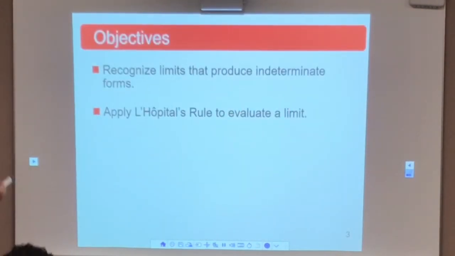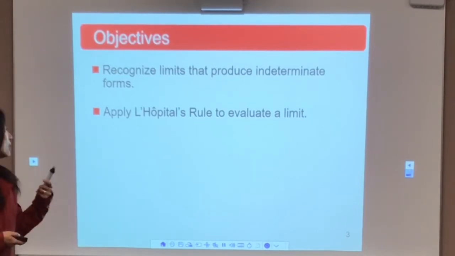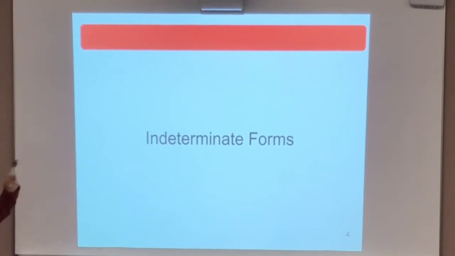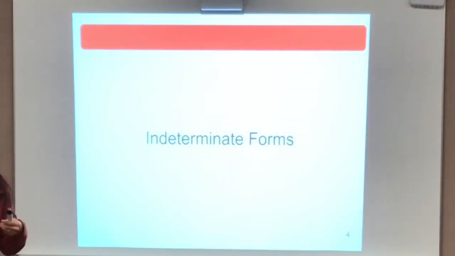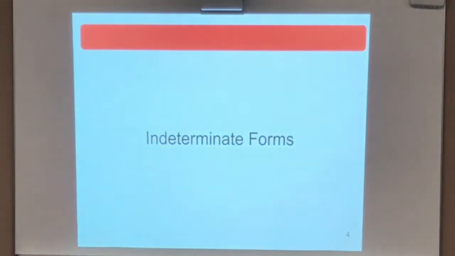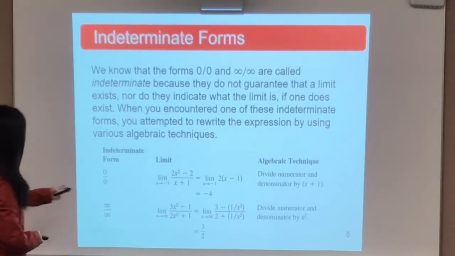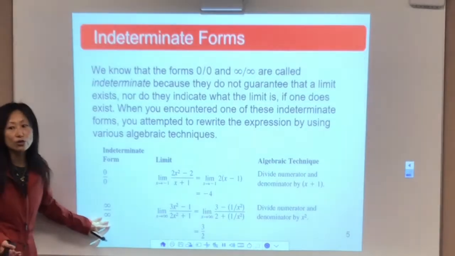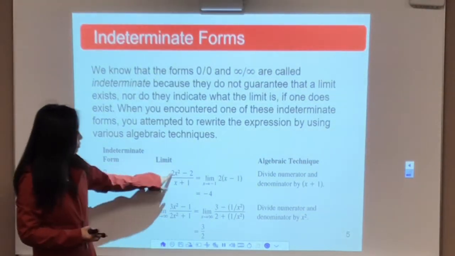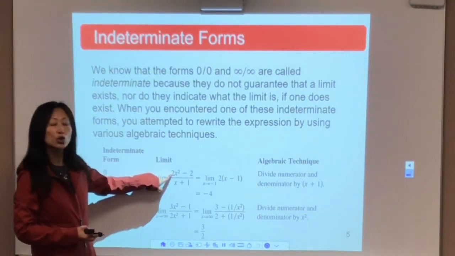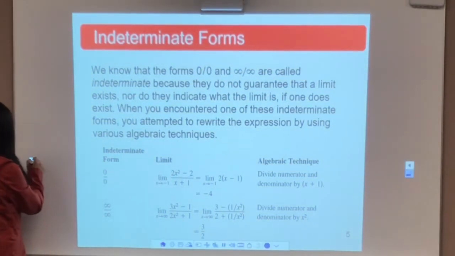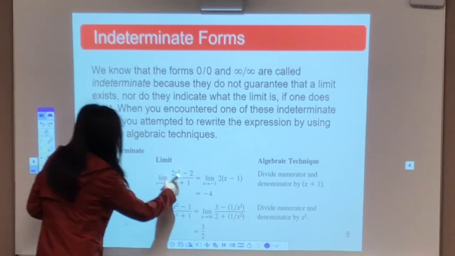All right, objective: recognize limits that produce indeterminate forms, and apply L'Hopital's rule to evaluate limits. Indeterminate form. Indeterminate means what? You cannot determine it, right? That's what is called indeterminate. So for example, you have 0 over 0, or infinity over infinity. You cannot do your problem. That's why you have to factor this. Remember, we have to do the factoring for this algebraic case.